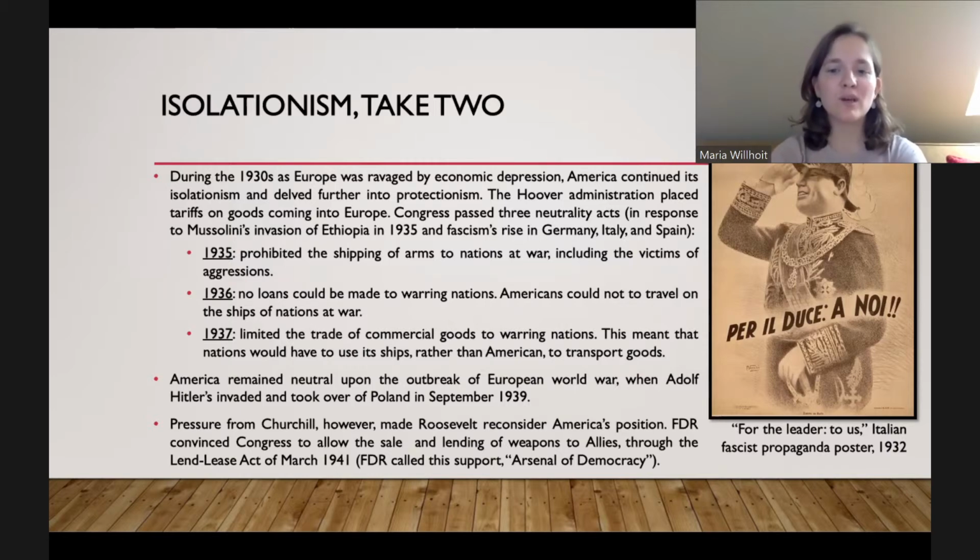He eventually convinces Congress to allow the sale and the lending of weapons to our allies. It's called the Lend and Lease Act, and it happens in March of 1941. And it's a major first step because it's no longer really honoring the neutrality acts from a few years back. It's now taking sides, and we're taking the sides of our allies. And FDR felt like this was important because he felt like by helping our allies, he was helping democracy to continue to fight and to possibly win.